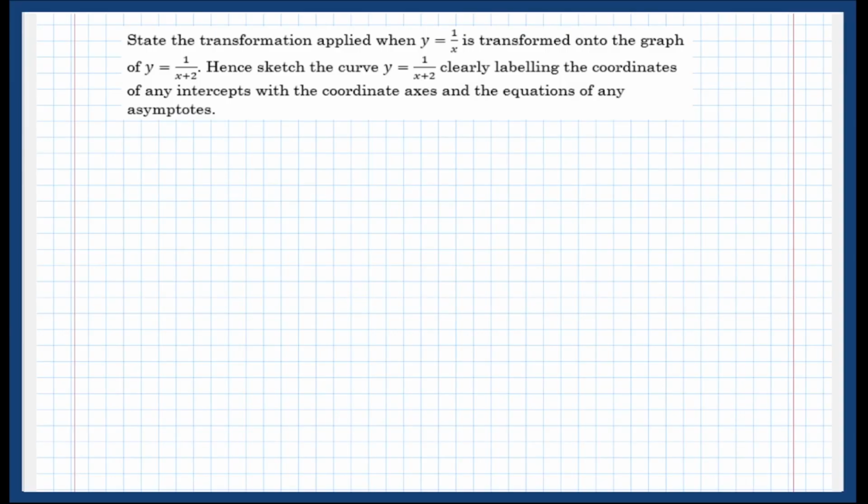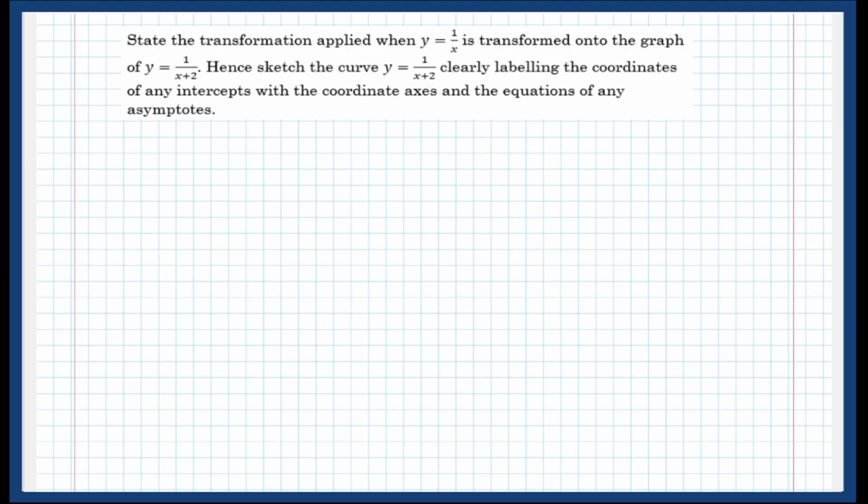And there's a question there. State the transformation applied when y equals 1 over x is transformed onto the graph y equals 1 over x plus 2. Hence sketch the curve y equals 1 over x plus 2, clearly labelling the coordinates of any intercepts with the coordinate axes and the equations of any asymptotes. So quite a lot to take in there.